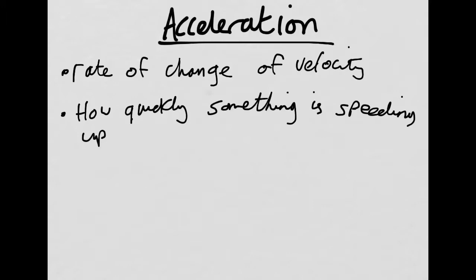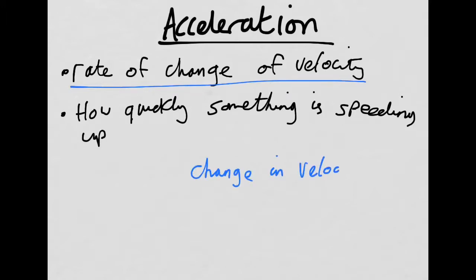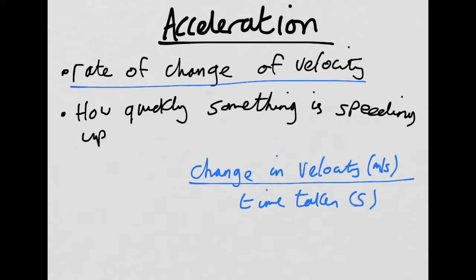Now, whenever we describe something as a rate of change of something, the formula will always look the same. If it's a rate of change of velocity, then it's always going to be something divided by time. That's just what we get with rate of change equations. So we're going to get velocity, in meters per second, divided by time taken, in seconds, and that's what acceleration is.